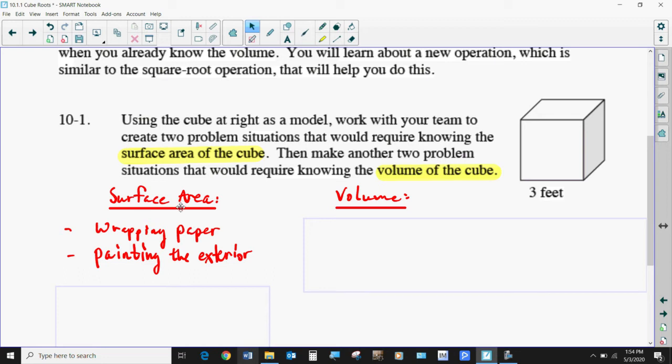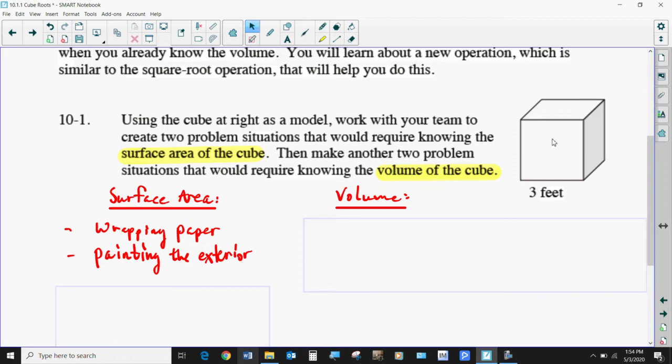That's kind of the idea of surface area, right? Surface area is the total number of square units that cover the entire cube. So we find the area of one side, and then the area of another side, and then the area of a third side. And before you know it, you've got all 6 sides with their areas. The surface area is the total number of square units that cover the entire cube. If you were to paint the exterior, you might need to know how much area you need.